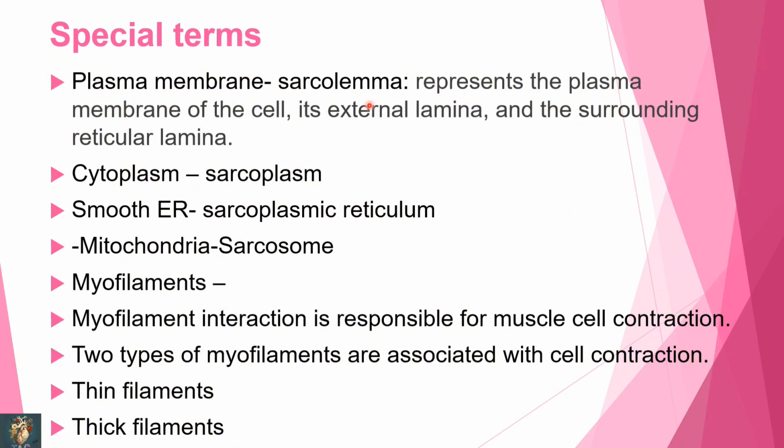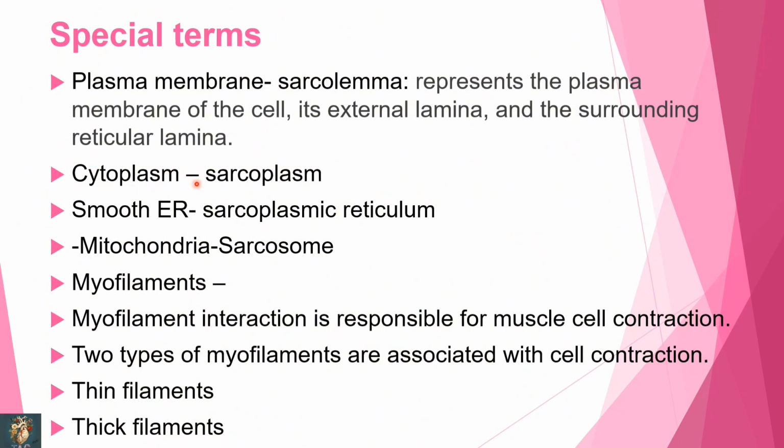If you recall from your previous knowledge, the cell membrane is also composed of the basal lamina and the reticular lamina. Similarly, the sarcolemma over here is formed of the plasma membrane of the cell, which is called its external lamina, and the surrounding reticular lamina. Both of these form the sarcolemma.